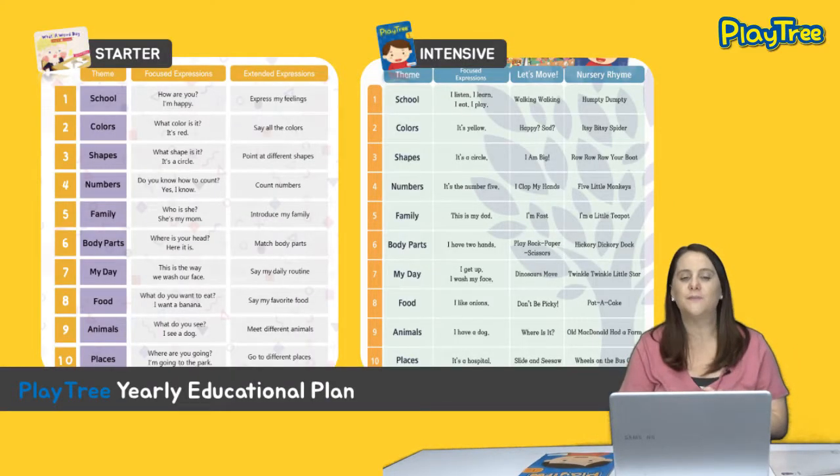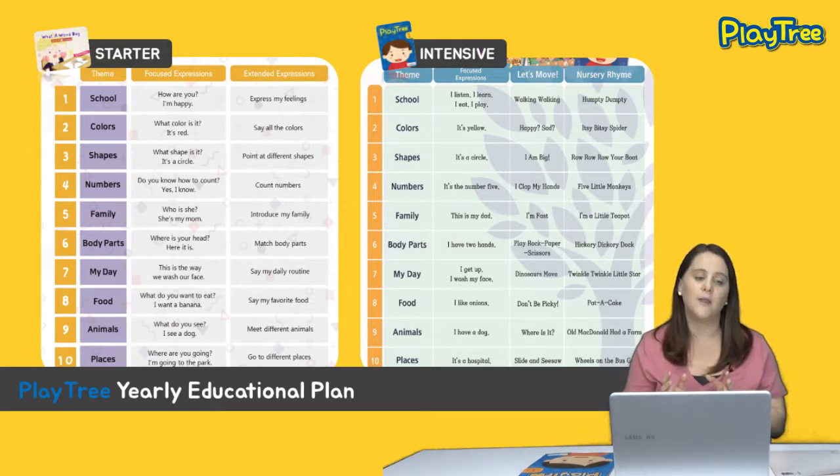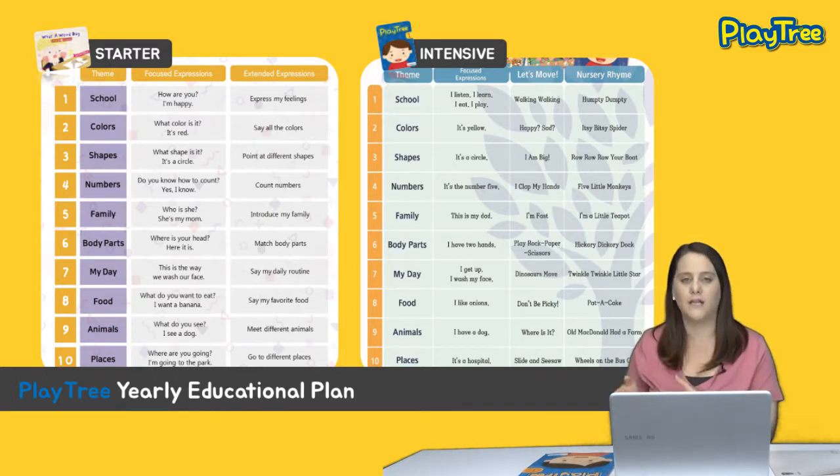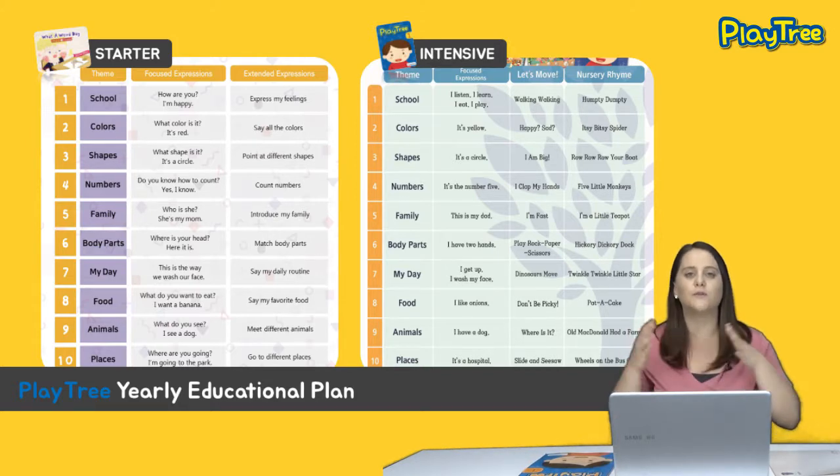Now let's look at the PlayTree yearly educational plan. We have our starter plan and we have our intensive plan. As you can see, the themes for both these courses are the same. But during the starter course, the students are learning the basic concepts of the unit's theme. Then when they move on to the intensive course later in that month, they're going to develop it further and learn to expand the sentences that they're learning.